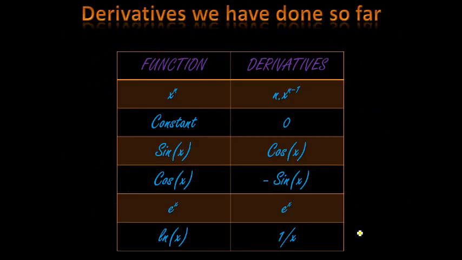Let's conclude whatever we have done so far. You have the functions in the first column and their derivatives in the second column. x power n becomes n x power n minus 1. The constant becomes 0. Sin x becomes cos x, and cos x becomes negative sin x. e power x remains e power x. ln of x is 1 over x. A very important thing to note here is sin x and cos x.